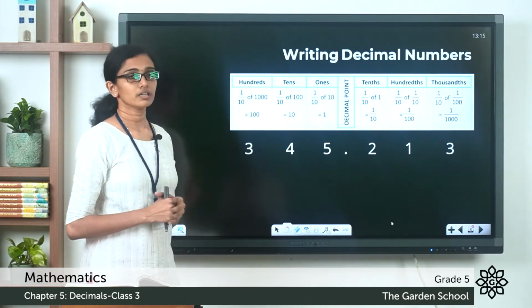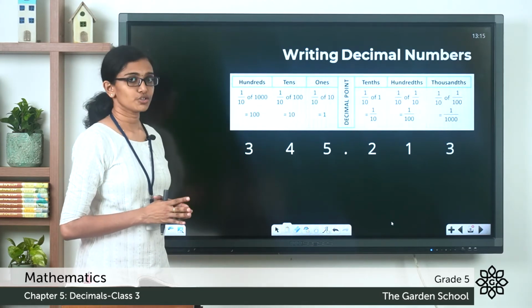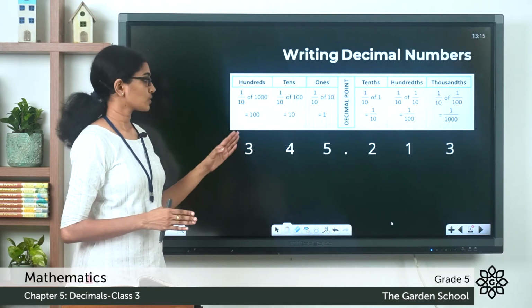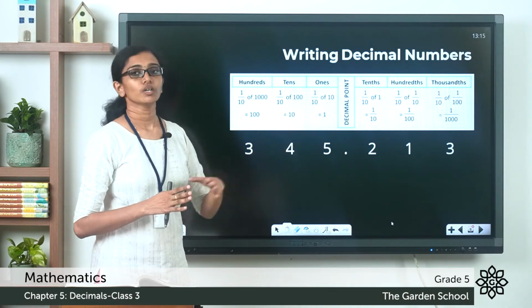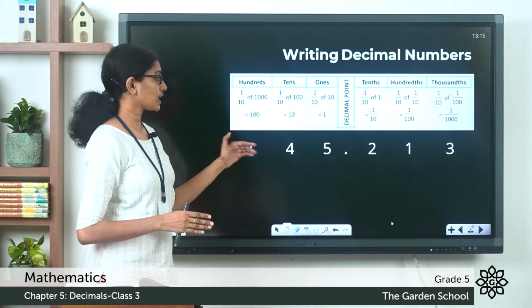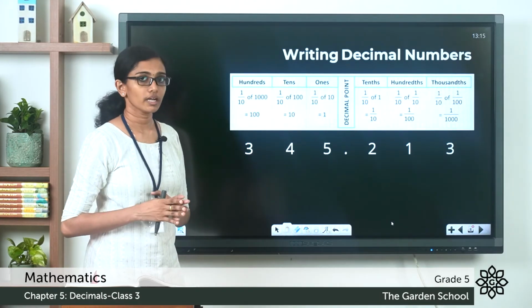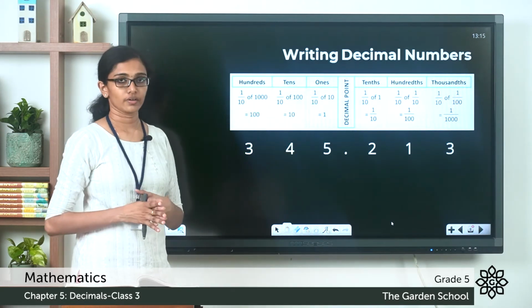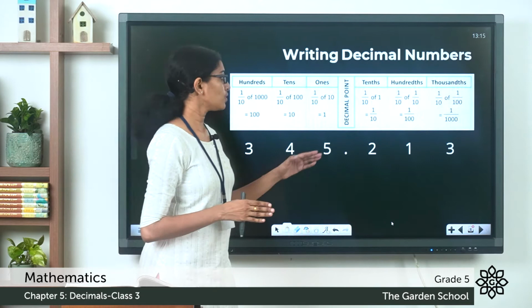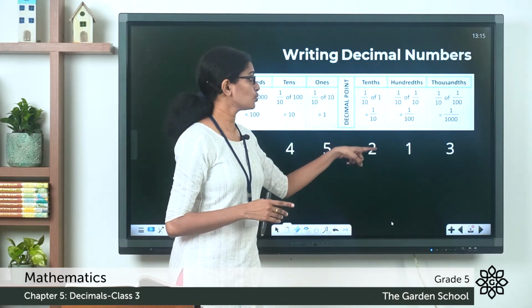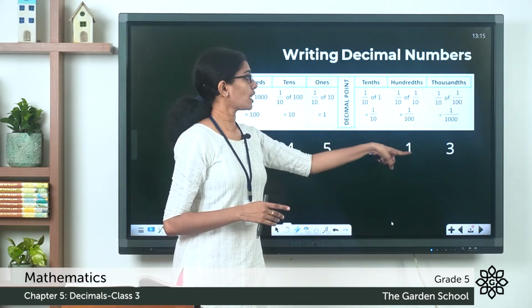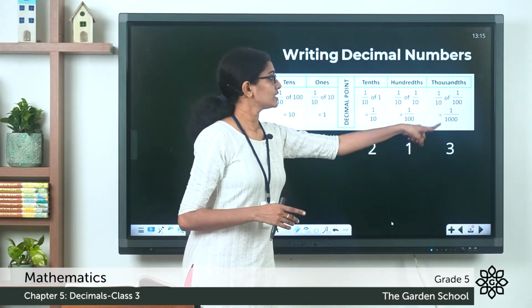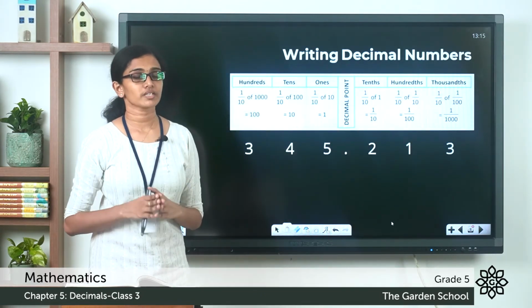Here is a number represented in the place value chart, a decimal number, 345.213. In 345, which is the whole number part, you have 5 ones, 4 tens and 3 hundreds. And with the decimal part, you have 213, which is 2 tenths, 1 hundredth and 3 thousandths. Keep this in your mind.